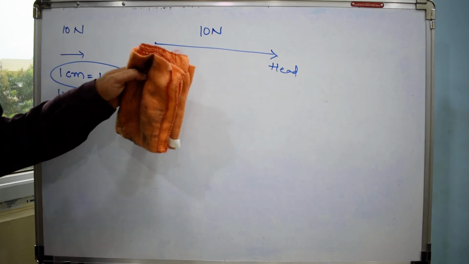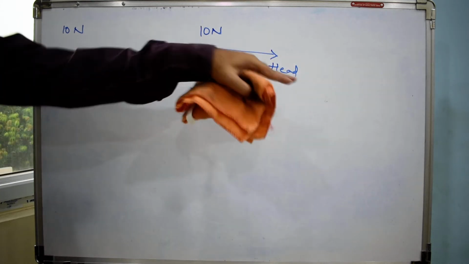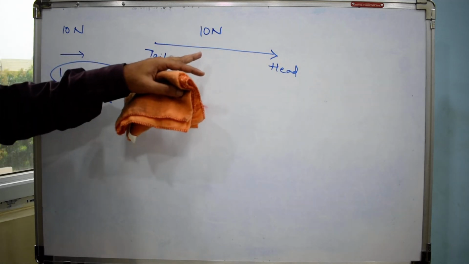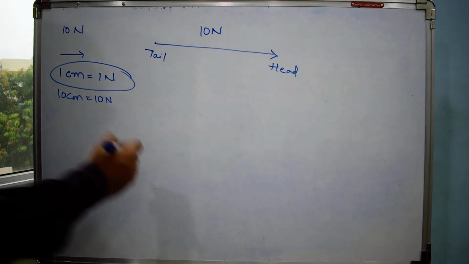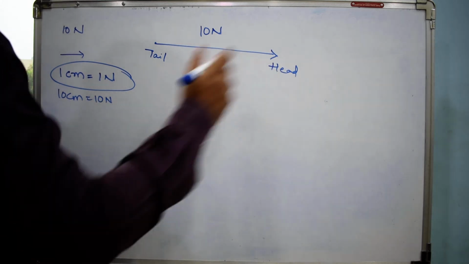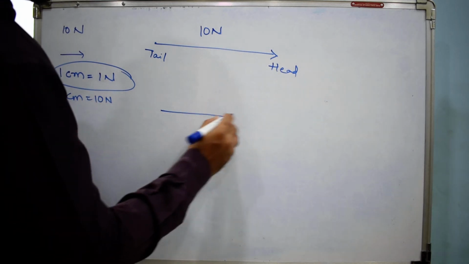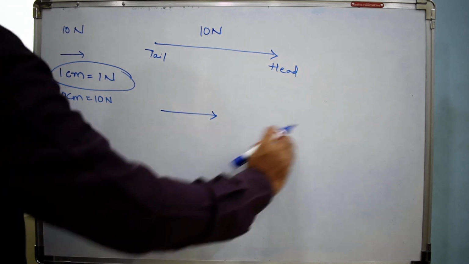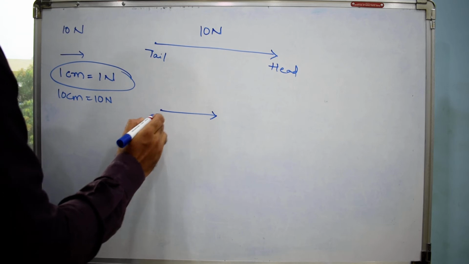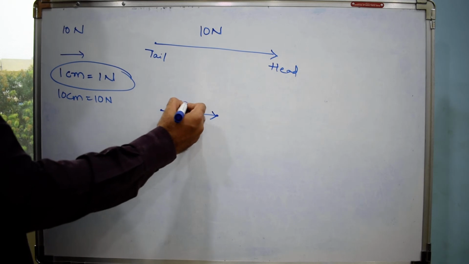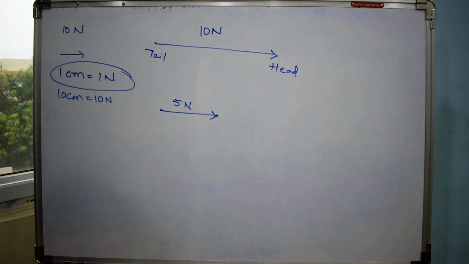This is called the tail, the head, and the direction of the vector is given by its arrow, and the length of the vector represents the magnitude of that vector. Similarly, if I have a vector equal to 5 newtons in the same direction, I represent something like this, with the length equal to half of this length and in the same direction. So this is the head and this is the tail of that particular vector which has a magnitude of 5 newtons. This is the basic representation of a vector.